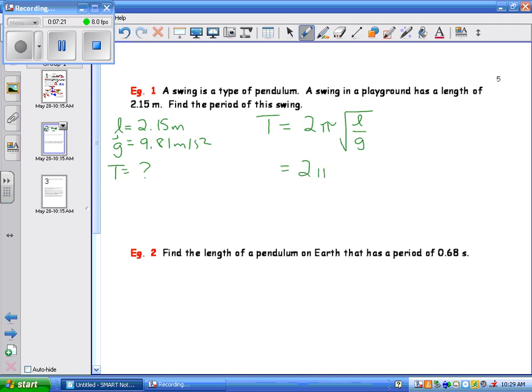So 2 times pi times the square root of 2.15 meters divided by 9.81 meters per second squared. Please take the time to plug this into your calculator and make sure you can get it, because it does require a little bit of practice to know how to put everything in there. Basically, you can put it right in your calculator: 2 times pi times the square root of 2.15 divided by 9.81. And you should get 2.94 seconds. So again, that one's pretty straightforward.